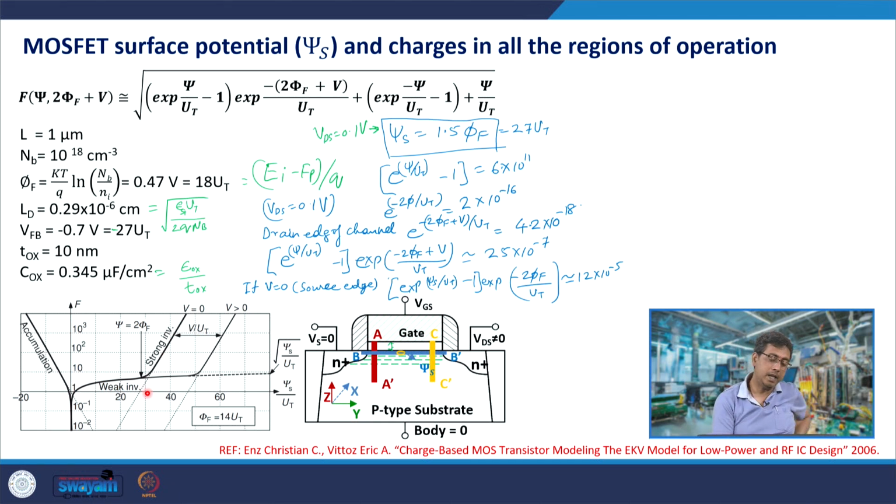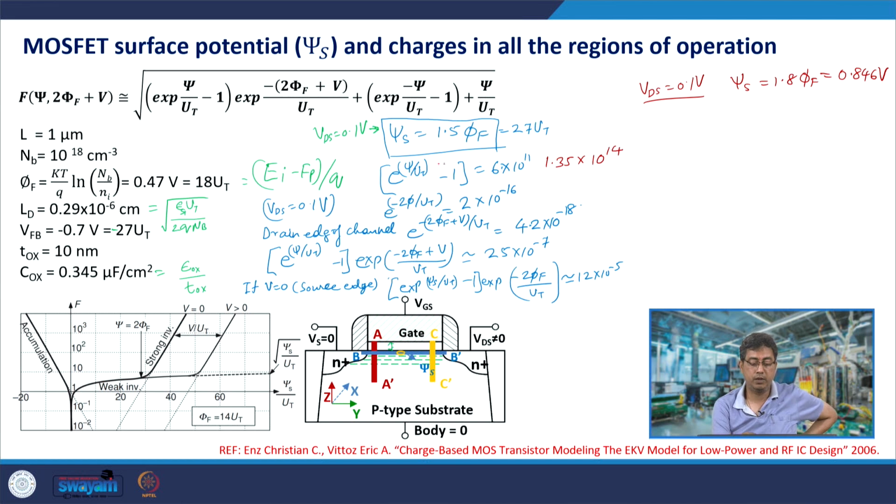Okay. Now, let us again calculate for a different value of chi s just to compare. So, let us take again VDS 0.1 volts, chi s 1.8 phi f. Okay. So, with this let us again calculate all these values. Here this comes out to be 1.35 into 10 to the power. So, it is quite a large increase in the value of this first term. This does not change, this also does not change, because we are again looking at VDS equal to 0.1 volts. What about this term?